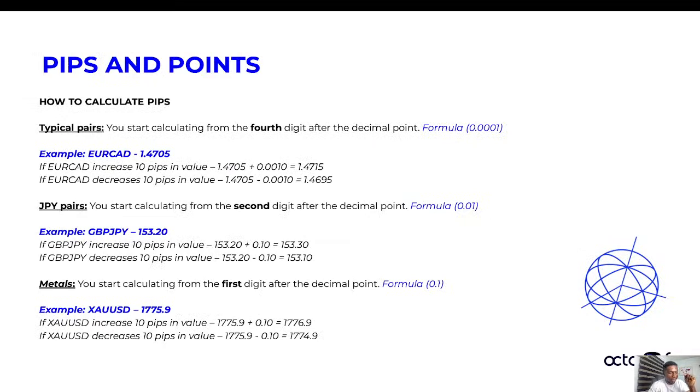So I need your response in the comment section, because I want to be sure that you guys are following. At what point do we start calculating the number of pips on the Euro USD pair? At what point? Let me know in the comment section. I'm waiting.